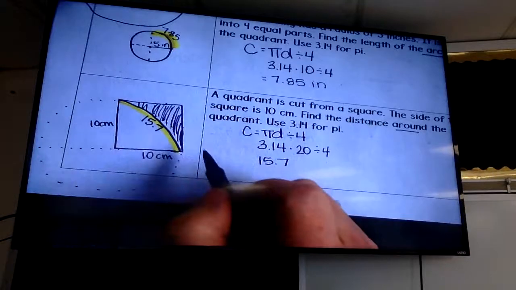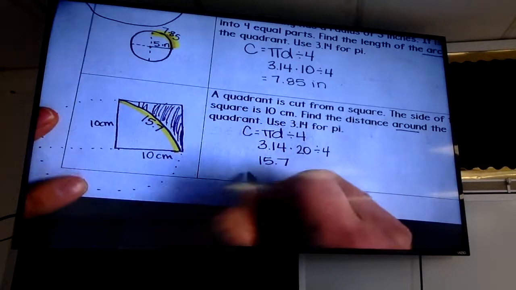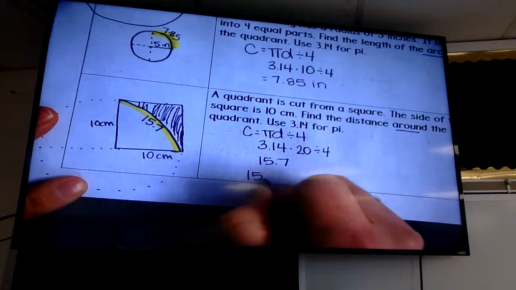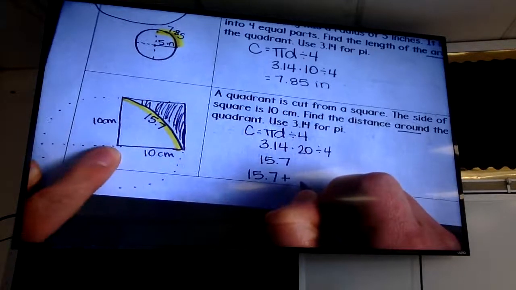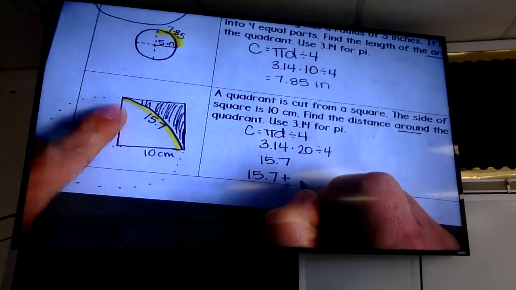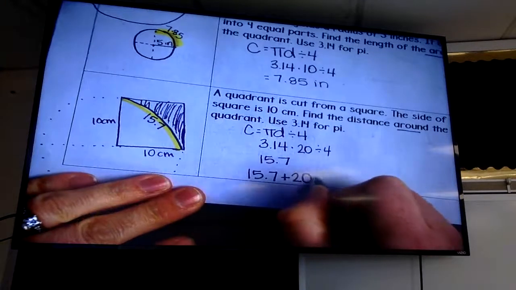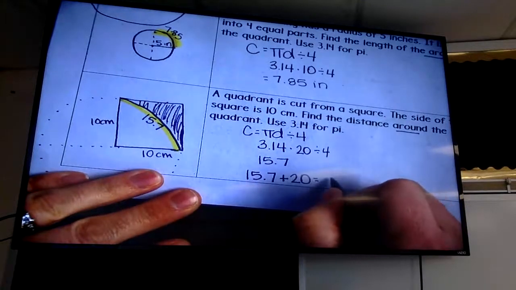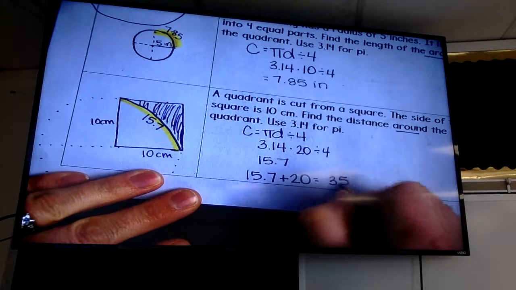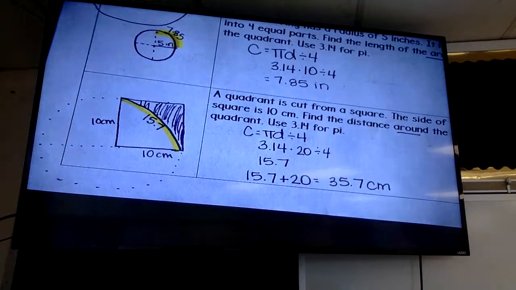Okay, but it doesn't just ask for the arc, it asks for all the way around it. So I'm going to say, all right, my arc plus this edge, which is 10, and this edge, which is 10. Or I could say my arc plus my diameter, which we said was 20. That means the distance all the way around this quadrant is 35.7 centimeters.